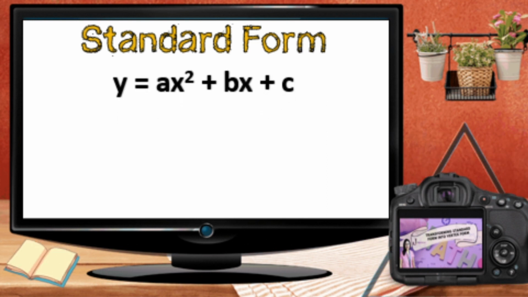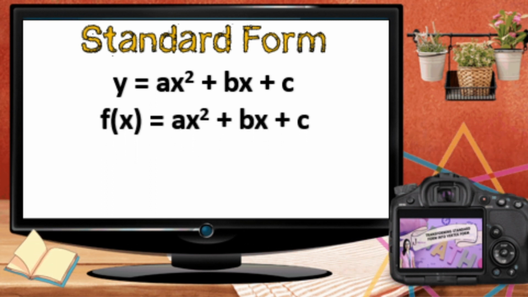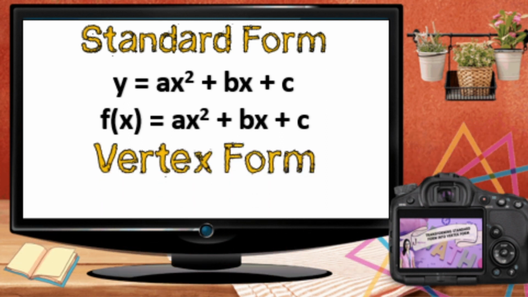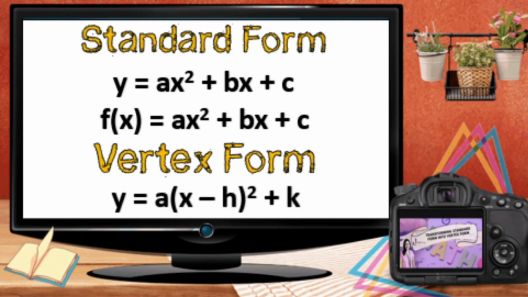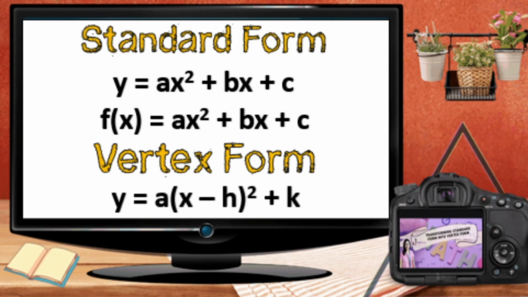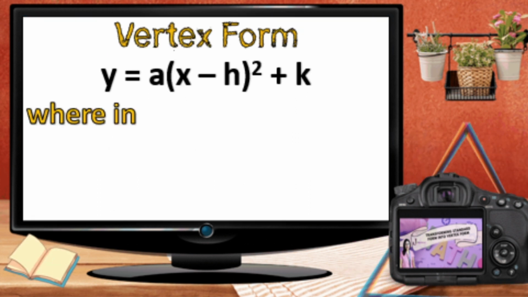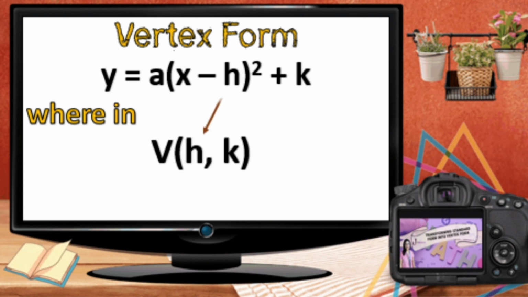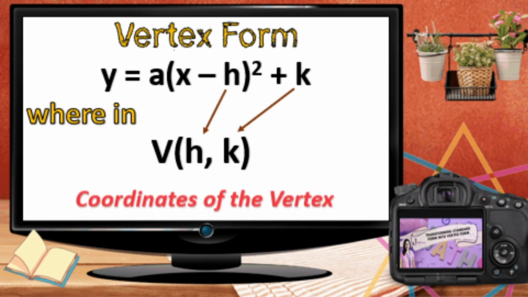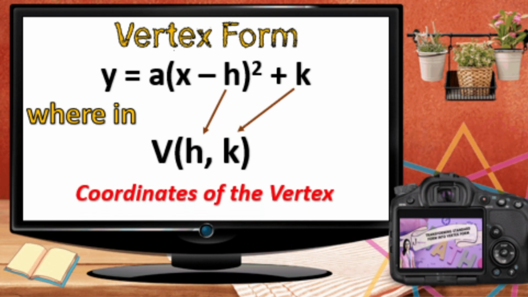So the standard form of quadratic function is y is equal to ax squared plus bx plus c, or f of x is equal to ax squared plus bx plus c. And the vertex form is y is equal to a quantity x minus h squared plus k. The h and the k is the coordinates of the vertex, and the vertex is the turning point of the graph of quadratic function.